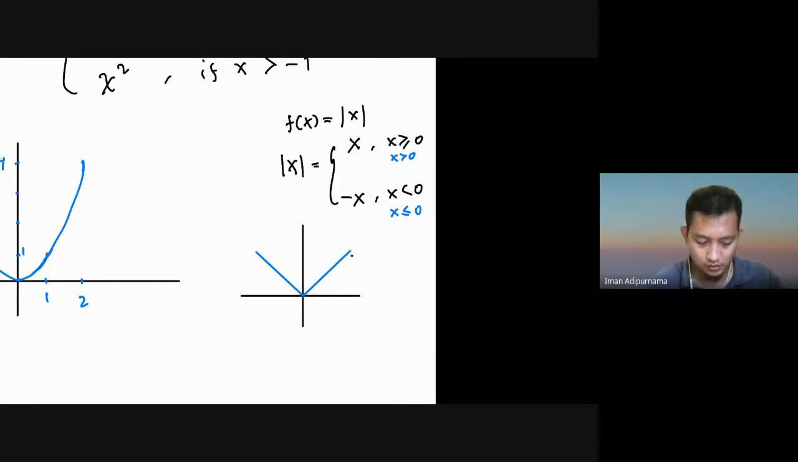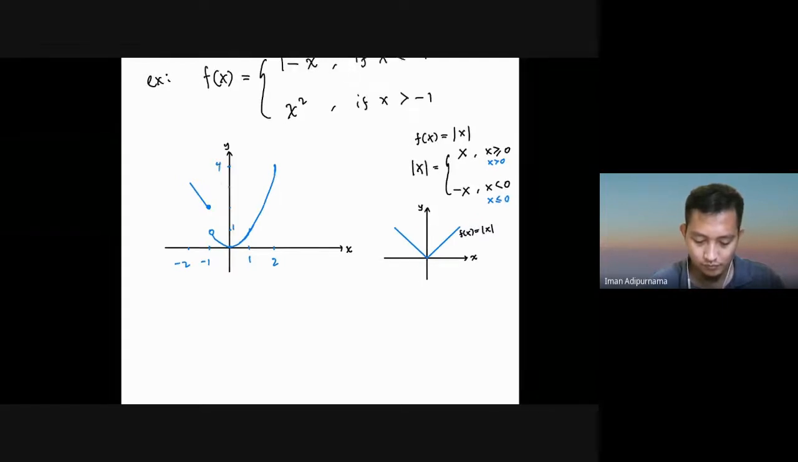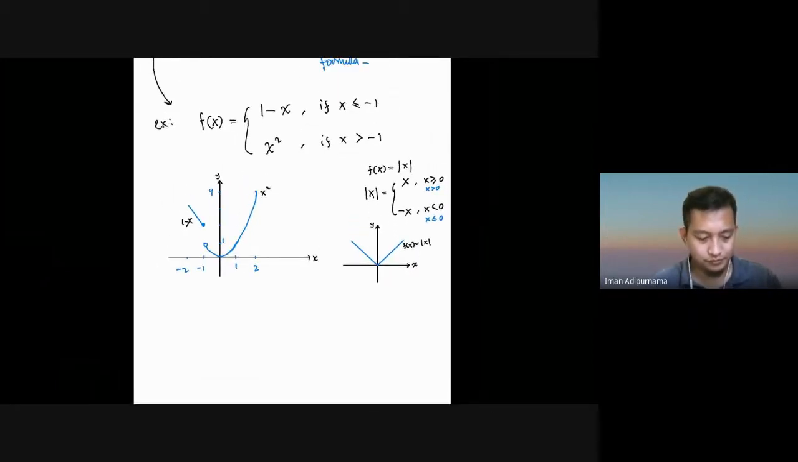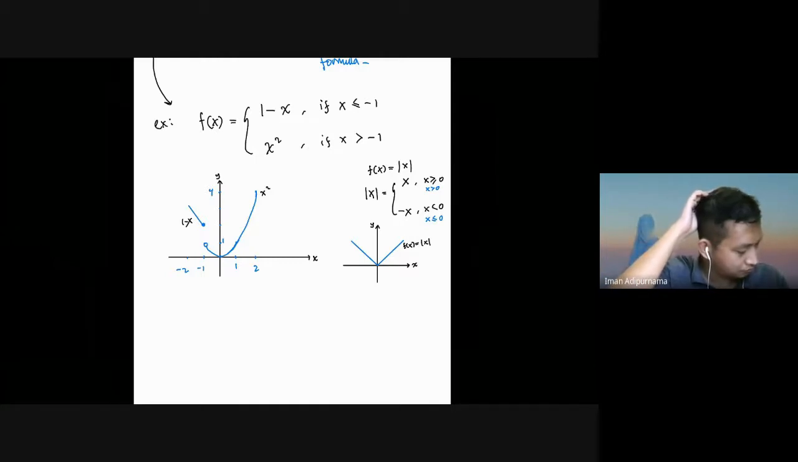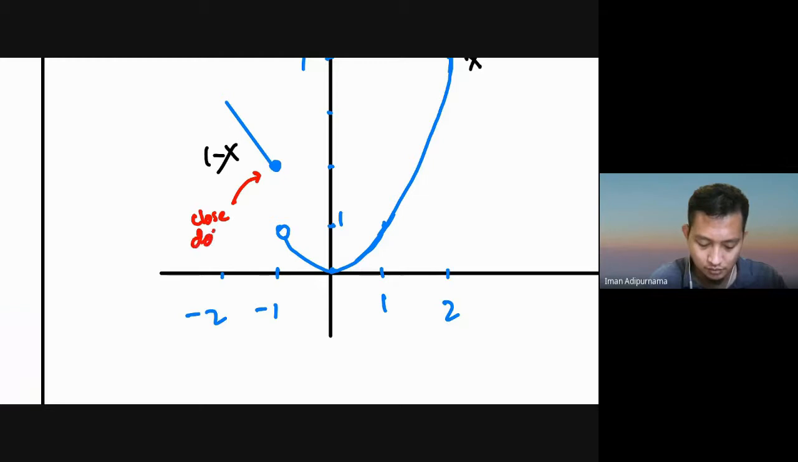This is x squared, this is 1 minus x. Okay. I think you need to be careful on this. This is the closed dot, or closed interval if you want. This is an open interval. Hmm. What else?